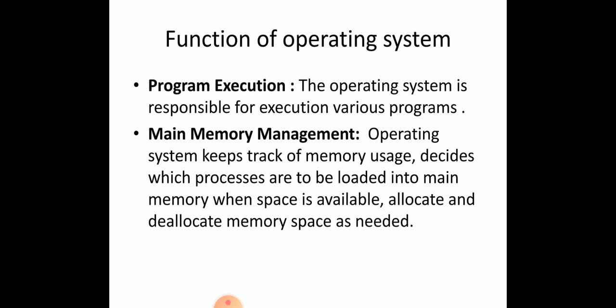Now, main memory management. The operating system keeps track of memory usage, decides which processes are to be loaded into the main memory when space is available, and allocates and deallocates memory space as needed. In a computer system, memory is very important. Whatever you do on your computer is stored in the memory. So the operating system manages all these things: which process is to be in the main memory, and whether space is available or not.